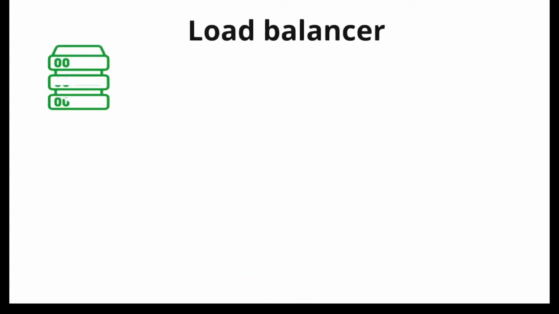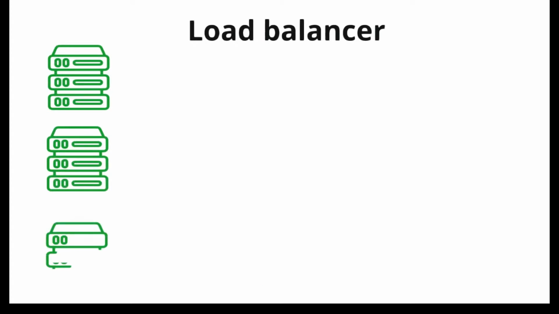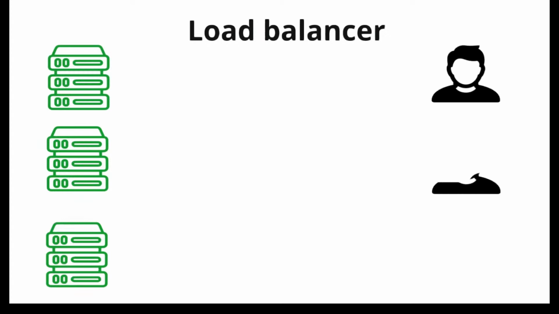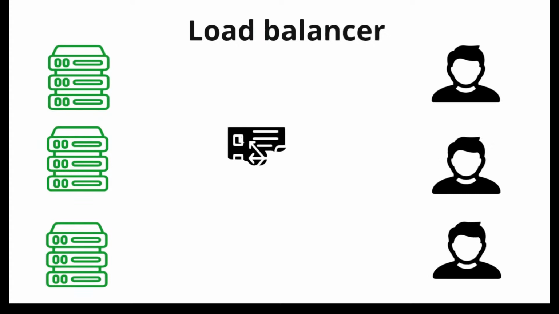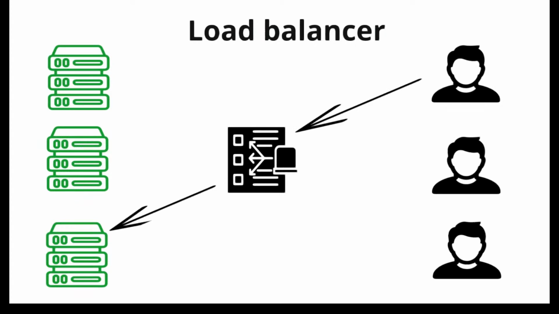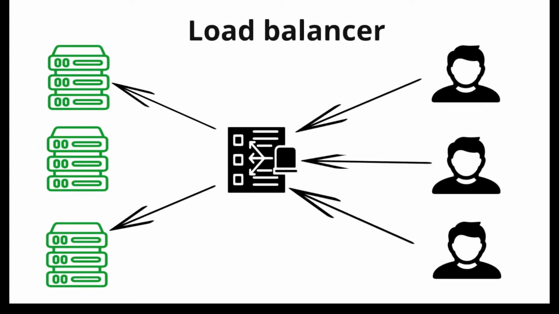A load balancer is a tool that distributes network or application traffic across multiple servers. Its purpose is to ensure that no single server becomes overwhelmed, which improves performance, scalability, and reliability. For traffic distribution, load balancers use different types of algorithms, which give rise to different types of load balancers like round robin, least connections, IP hashing, and many others.